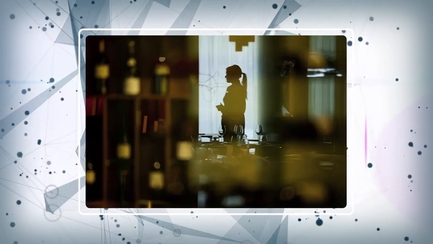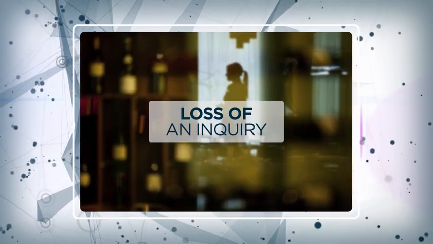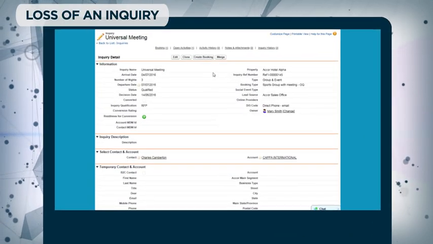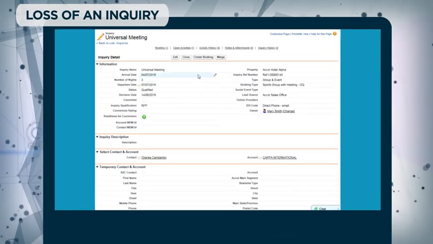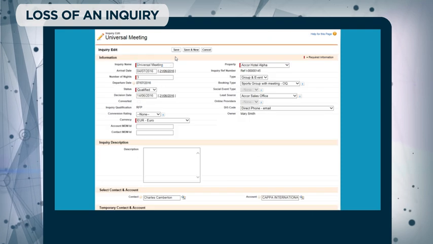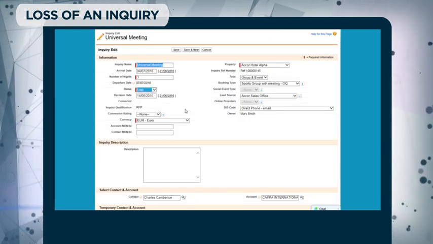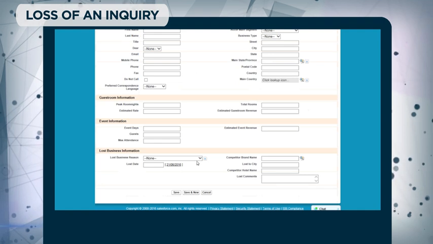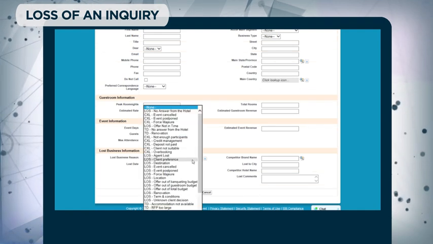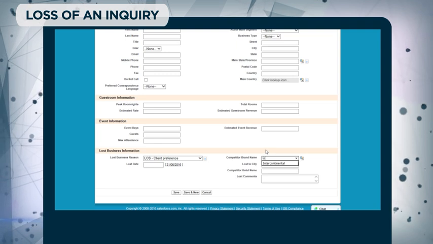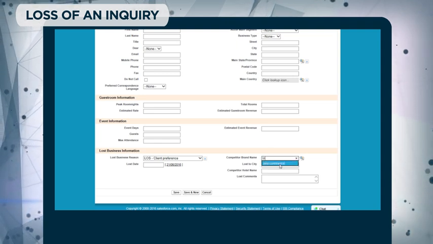What happens if the customer decides not to pursue their request? In such cases, you must change the status of the inquiry to Lost. Click Edit. Change the status to Lost. Choose from the list the reason for the inquiry loss. Be sure to specify the name of the competing chain. Then click Save.